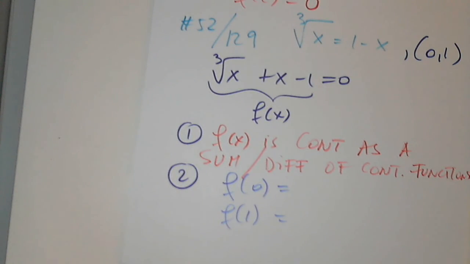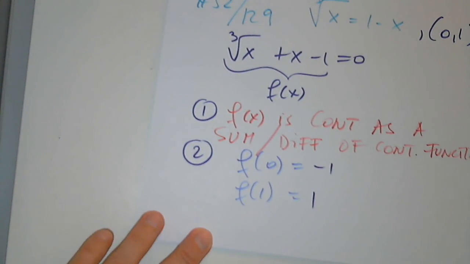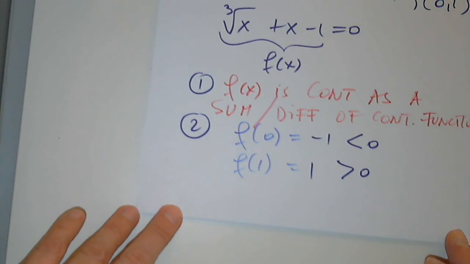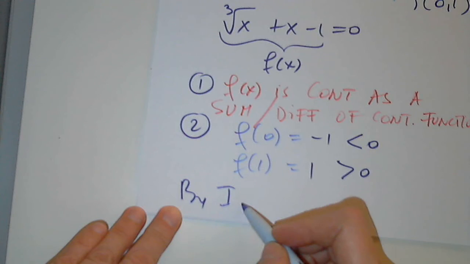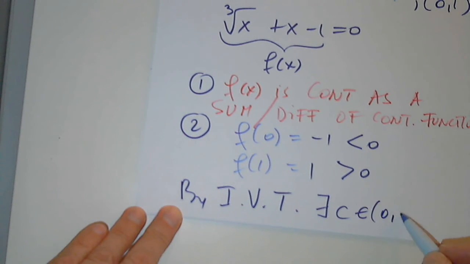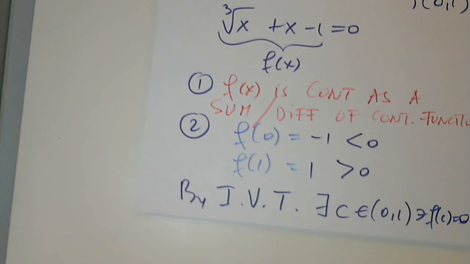So when I plug in 0, I get -1. And when I plug in 1, I get 1. So at this end it is less than 0, at this end it is greater than 0. By IVT, there exists a C in the interval (0, 1) such that f of C is 0. What is that C? I have no clue. But it's guaranteed to be between 0 and 1.